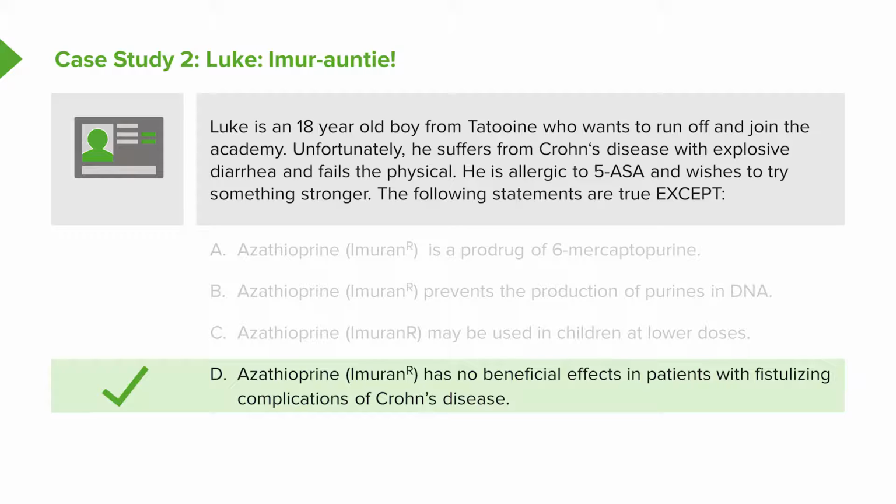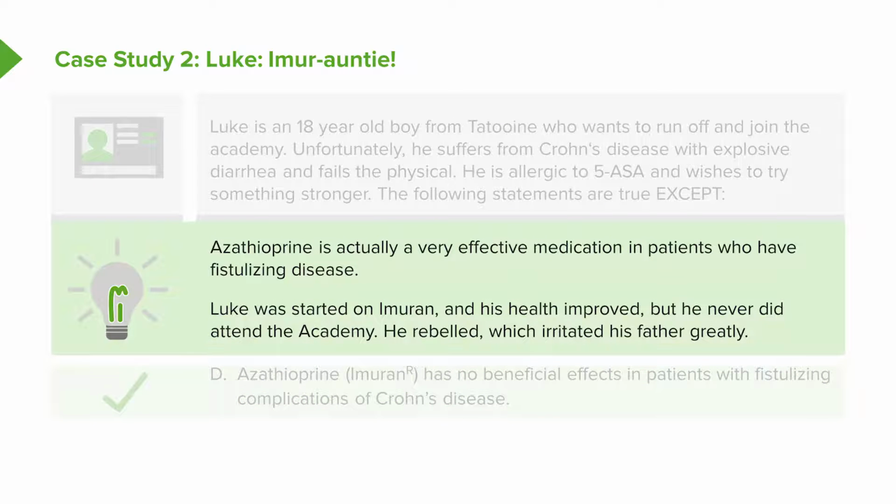Right. Azathioprine has no beneficial effects in patients with fistulizing complications of Crohn's disease. That is incorrect. So azathioprine is actually a very effective medication in patients who have fistulizing disease. The other statements are true and pretty much self-explanatory.